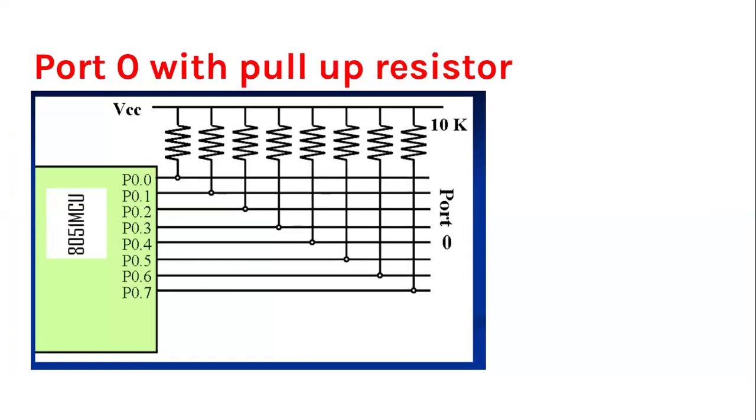First of all, you are using port 0 to interface any IO component to the microcontroller. So you require pull-up registers. In this case, first of all, you choose IO pins.